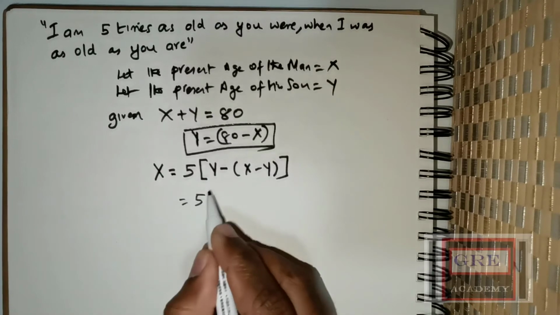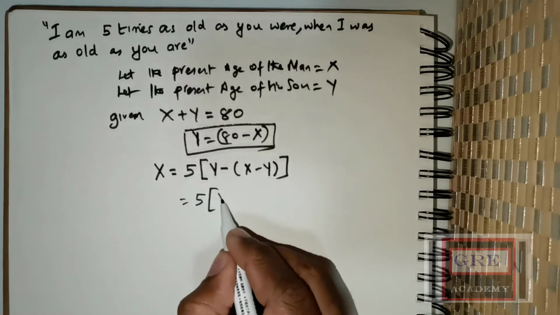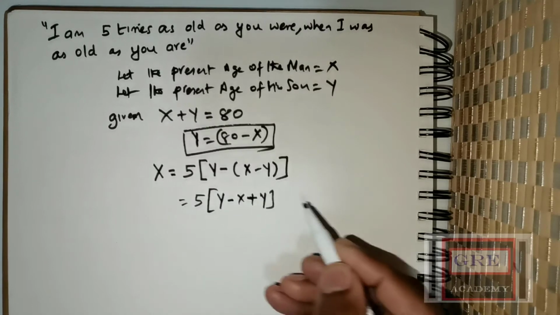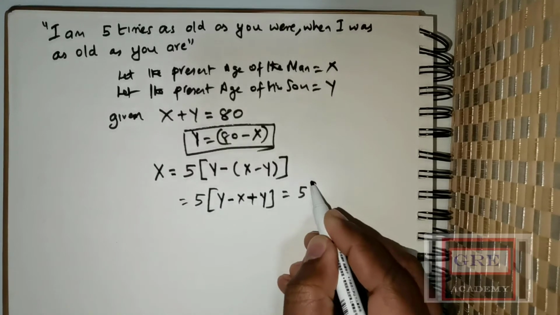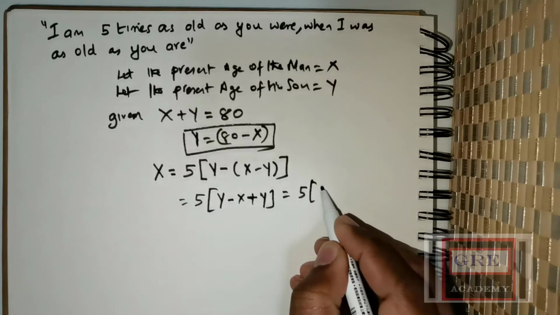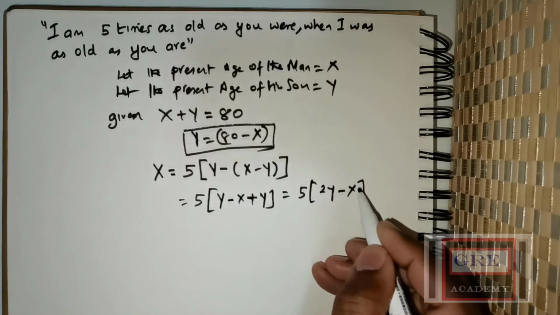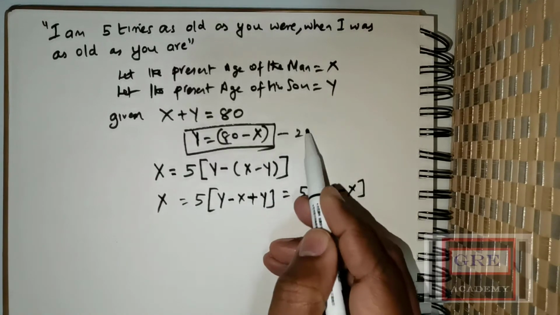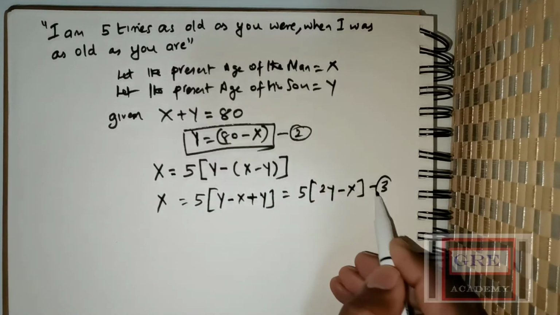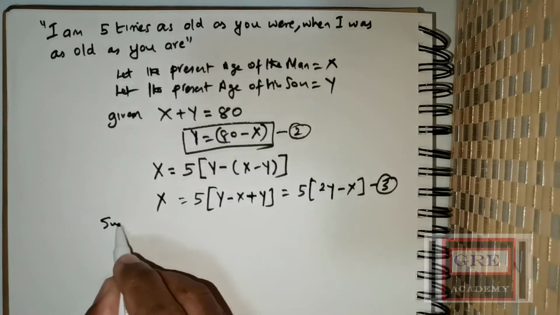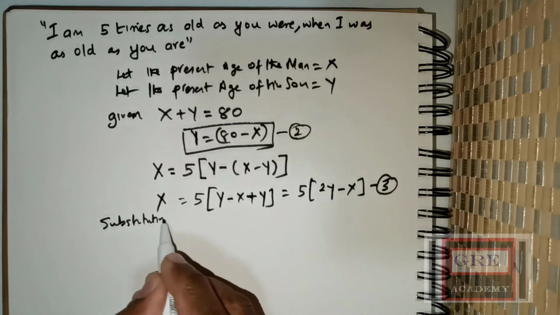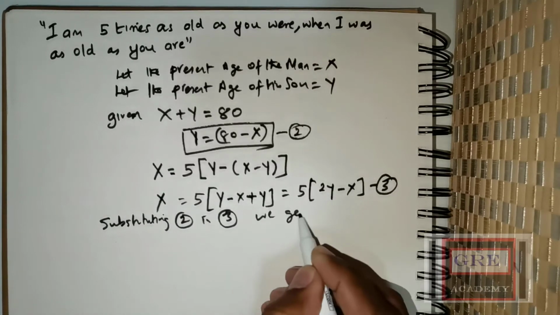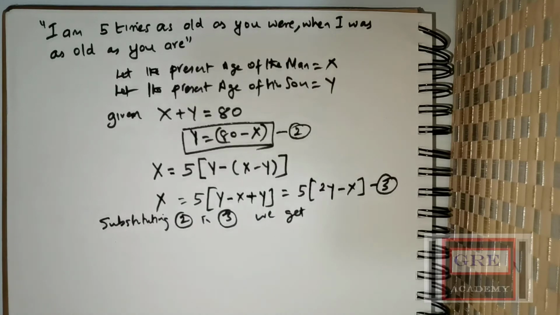Now removing the parenthesis or rewriting this first. So this is going to be y - x + y, which is going to be, in fact, 5 times of 2y - x. So I have got this. Now I'm going to substitute this. So if I were to take this as 2 and take this as 3, substituting 2 in 3 we get. So what do we get when we do that?